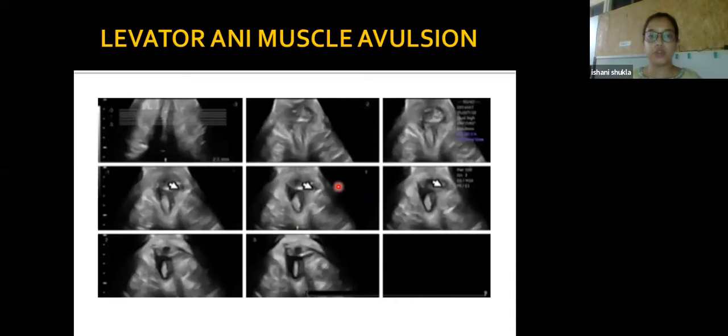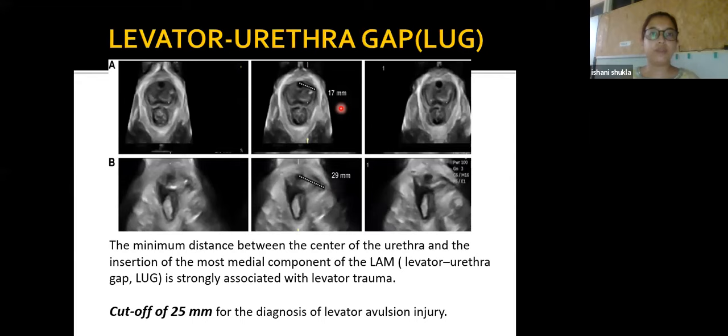The quantitative method of quantification of levator ani muscle avulsion is the levator urethra gap, the minimum distance from the center of the urethra and the insertion of the most medial component of the levator ani muscle. We measure this, and it is known as the levator urethra gap. Normally it is less than 25 millimeter.